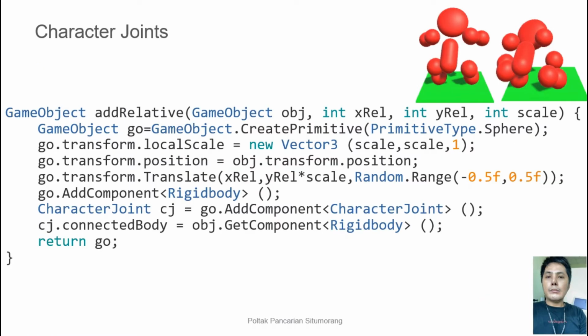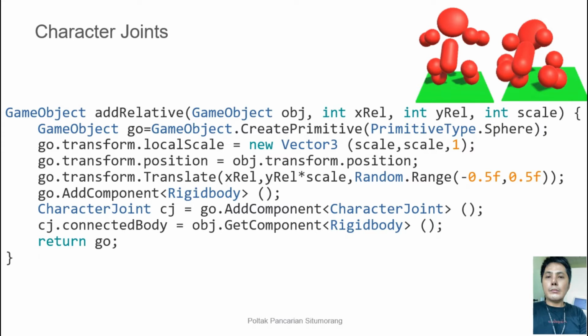The first argument to AddRelative is the game object which we will create a sphere relative to, for example the capsule body. The xRel and yRel arguments determine where the new sphere will be located. For example, xRel equal 1, yRel equal 2 will create a sphere to the right of the original. The final argument determines the scale of the new sphere. We scale and locate the new sphere.